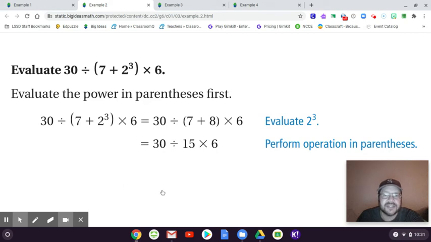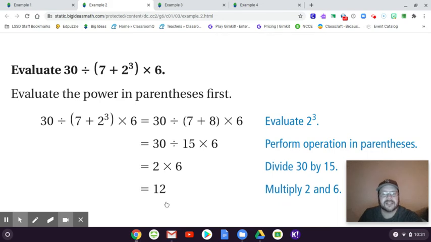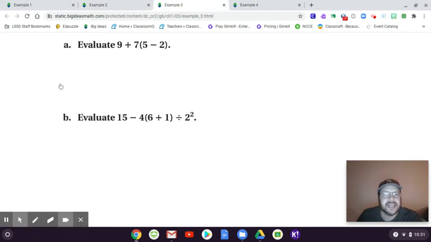So what comes next? The division or the multiplication? Okay, if you said division, that is correct because we just go left to right. So division and multiplication are the same value of weight of operation. So we do 30 divided by 15 first. That ends up being 2. And then 2 times 6 gives us our final answer of 12. So when we evaluate this whole thing, we end up with 12. Okay, next example.